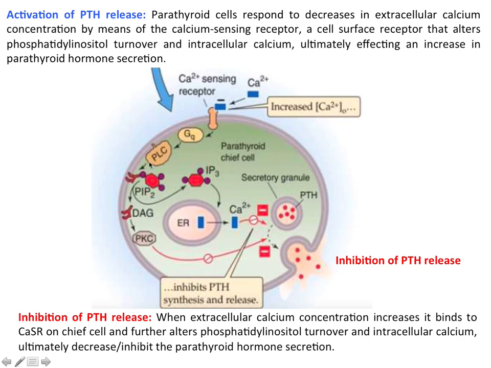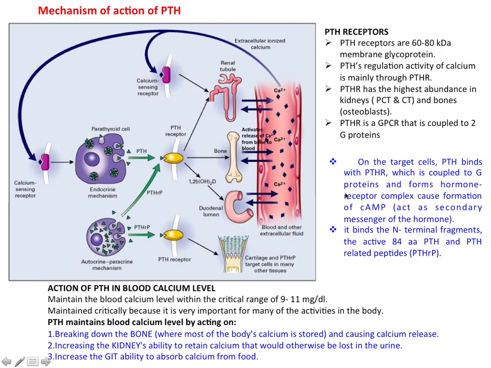It is activated, and it can activate various kinases, and finally it inhibits the synthesis of PTH, and it also inhibits the release of PTH from the secretory granules of the chief cell. So here you can see how the PTH release works. It completely depends on the calcium ion concentration in the blood.